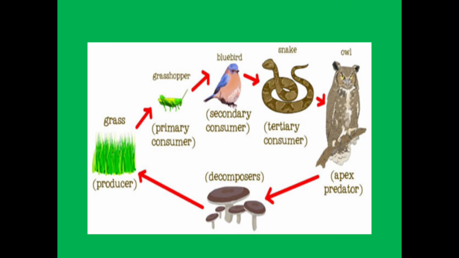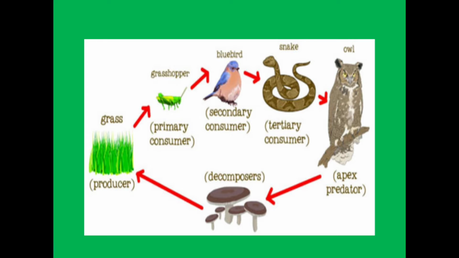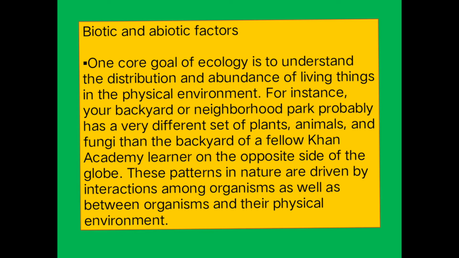And next is the example of the food chain of the animals, or the connection of the plants and the animals. The grass is the producer, the grasshopper is the primary consumer, the bird is the secondary consumer, the snake is the tertiary consumer, and the owl is the apex predator, and the mushroom, a kind of fungi, is the decomposer. And next are the biotic and the abiotic factors.